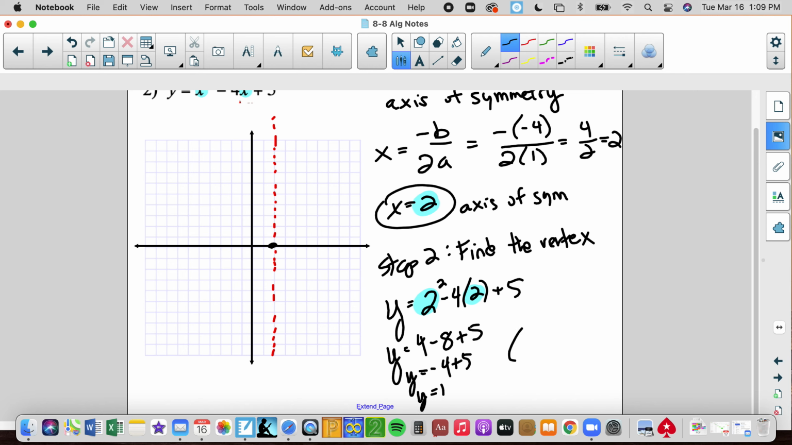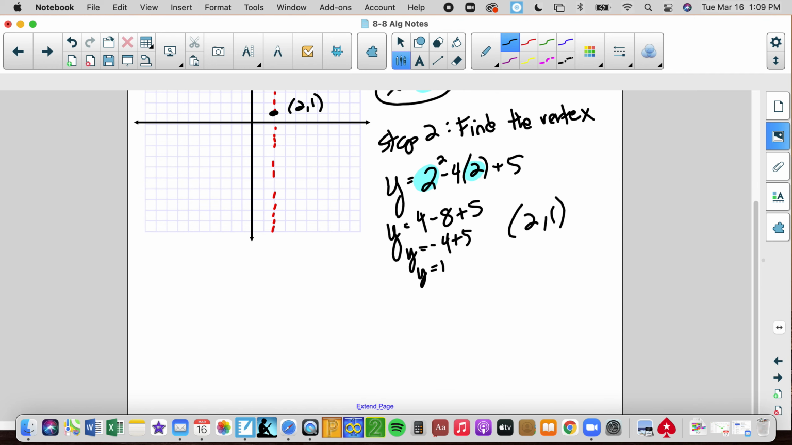So when x is 2, my y value is 1. So I know that this point here is going to be 2, 1. That is the coordinate (2, 1). That is called my vertex. That is going to be either the bottommost part of my parabola or the topmost. We call that min or max. In this case, it's going to be a minimum value. So step 2, we're good.